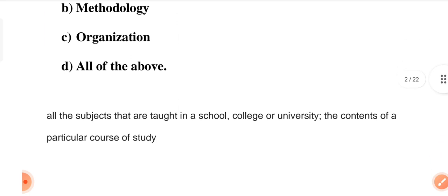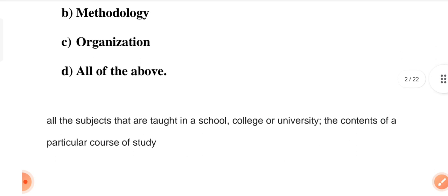So firstly we will see what is curriculum. So curriculum is nothing but all subjects that are taught in the school, college, university. So curriculum is nothing but syllabus for every year. For example, if you take the college, for example, BSc nursing. So in the BSc nursing first year, all the subjects which are studied in the BSc nursing first year, those are called BSc nursing first year syllabus. It is nothing but a curriculum.